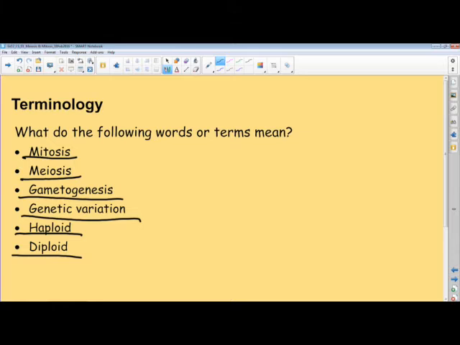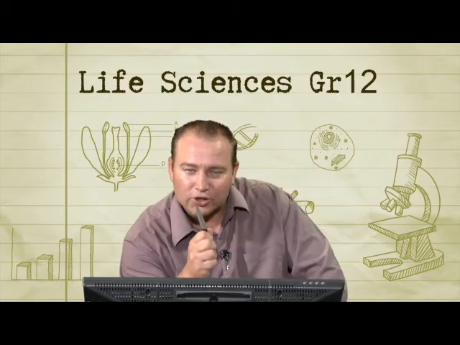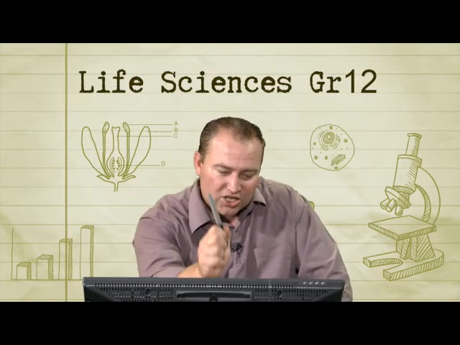Now, out of those, I know that you've seen haploid and diploid before. Okay, I know that you've seen mitosis before. So there's 3 new ones. Hopefully, you can get it right. And what I'm going to give you is 2 minutes. Let's see if you can get this right. Ready, go.